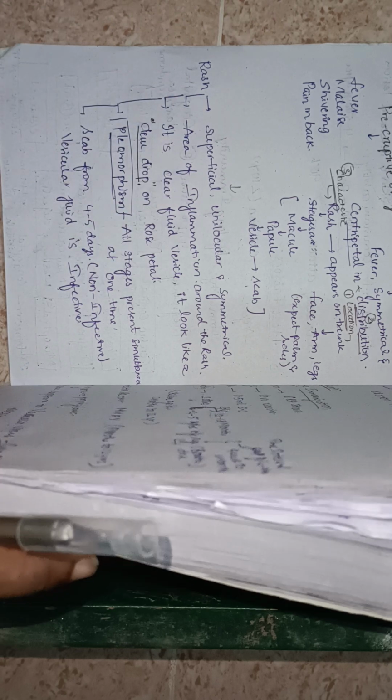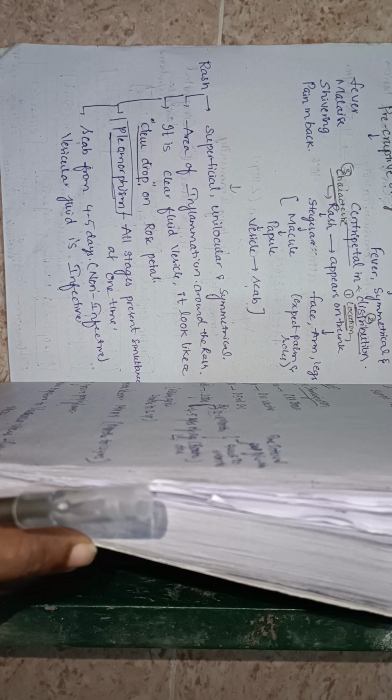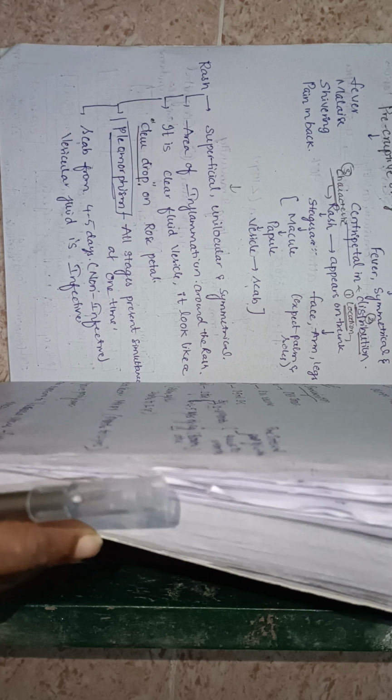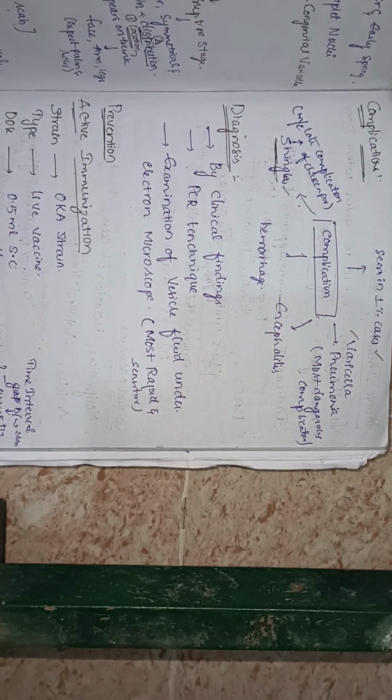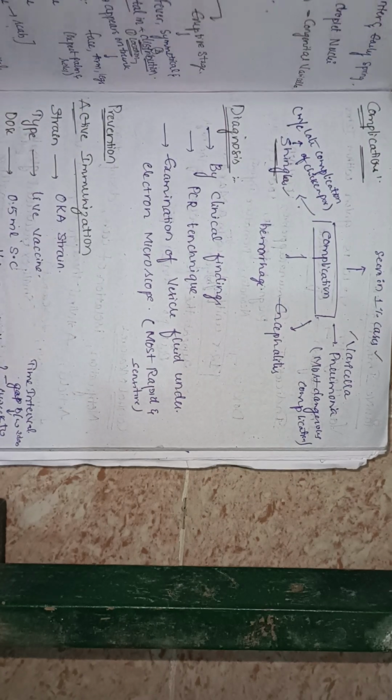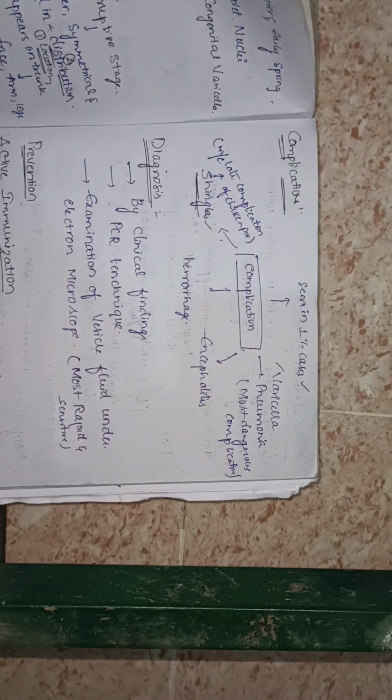There is an area of inflammation around the rash, clear fluid is present, pleomorphism is present, and scab forms in 4 to 5 days. The complications are discussed, two types of complications. They will ask in bits what the late complication of chickenpox is: shingles. Shingles is the late complication, and the dangerous complication is varicella pneumonia.